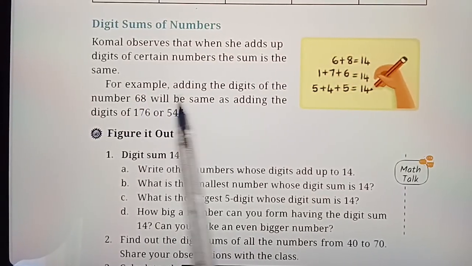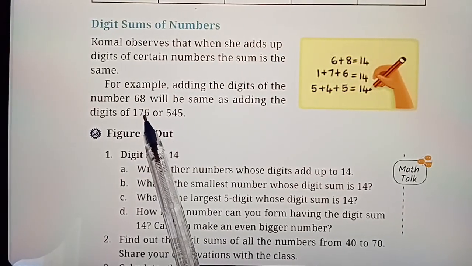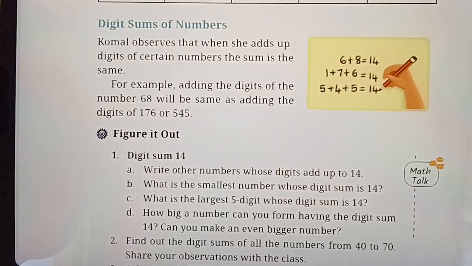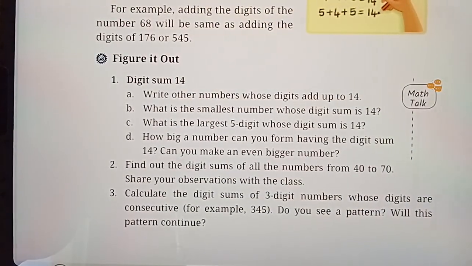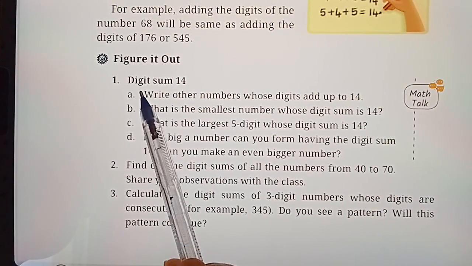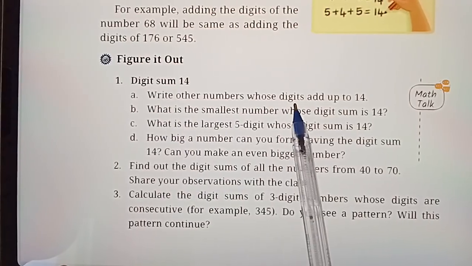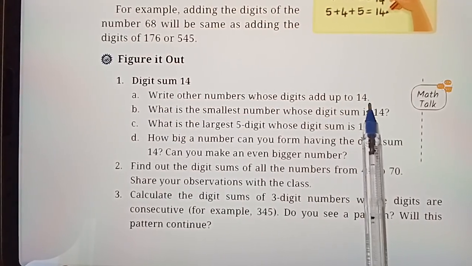Like 6 plus 8 is 14, 1 plus 7 plus 6 is 14, 5 plus 4 plus 5 is 14. So this is how the digit sum of numbers works. With that concept, you can find many numbers having the same digit sum. For example, write other numbers whose digits add up to 14.